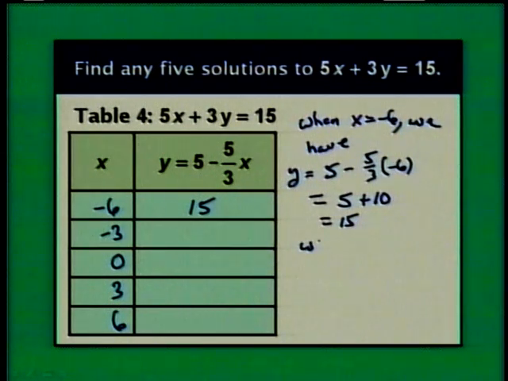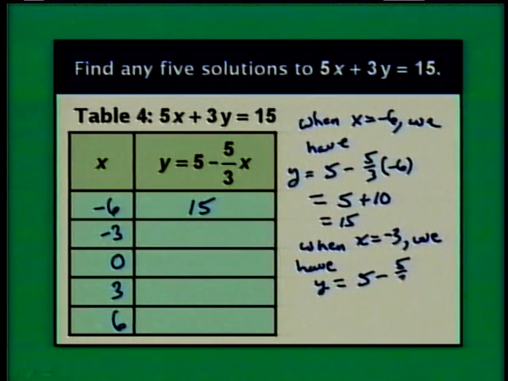When x is -3, we have y equals 5 minus 5/3 times -3. That's 5 plus, 3 goes into 3 one time, so it's 5 plus 5, which is 10. I think I can do x equals 0 in my head. y is 5 minus 5/3 times 0, which is 5.